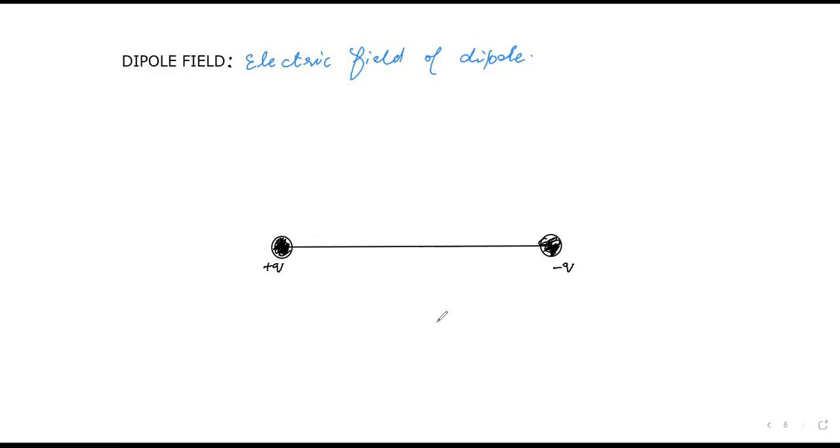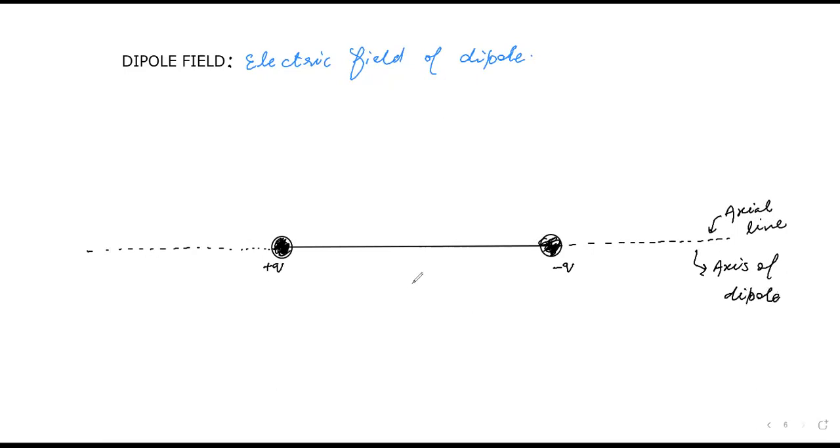Remember that if you draw a line along the line joining these two charges, then it will be like this. Am I right or not? This is the line along the line joining these two charges. This line is said to be the axial line. Remember that. This line is known as the axial line, or sometimes it is also known as the axis of the dipole. Are you clear?